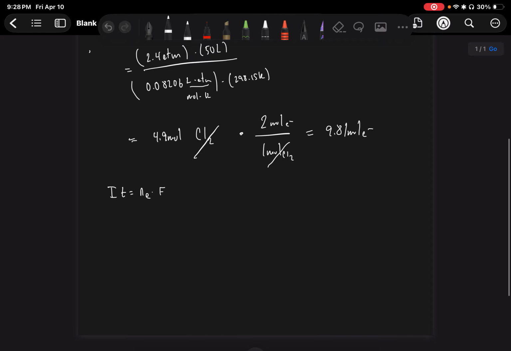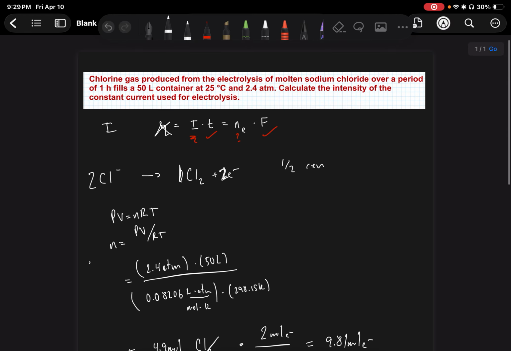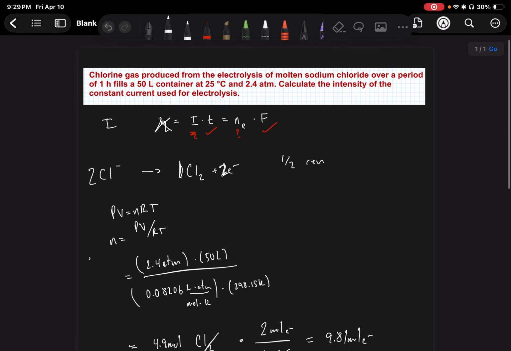Okay, so what are we looking for again? Intensity. So I equals n_e, 9.81 moles, times Faraday's constant, 96485 coulombs per mole. So that cancels out the moles, and then divided by time. Now, what is time? Well, we need to make time in seconds, and it's 1 hour.